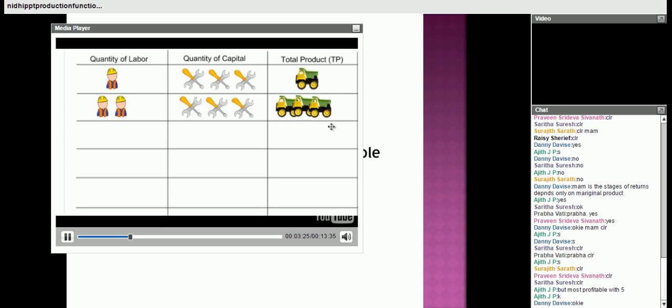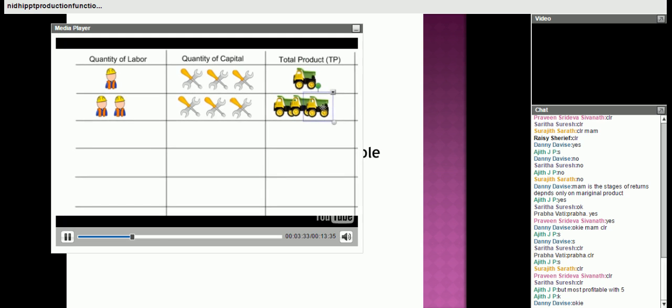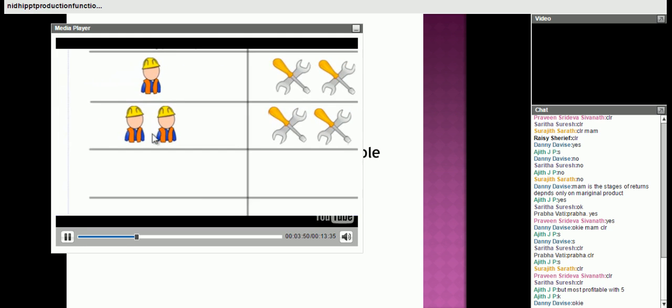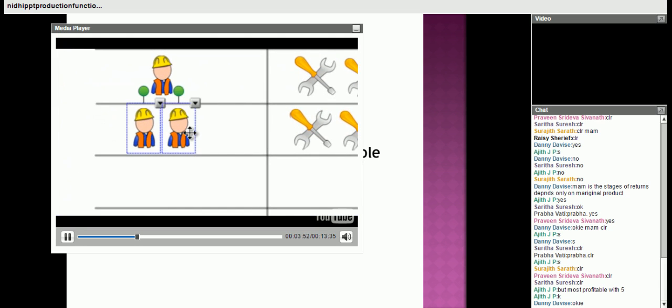Now, due to the fact that the second worker enabled this factory to work more efficiently, three trucks are able to be produced, giving us a total product of three and a marginal product of two trucks. Of course, the marginal product refers to the change in total product attributable to the additional worker. Therefore, as one more worker was added, the total product increased by two trucks, giving us a marginal product of two.